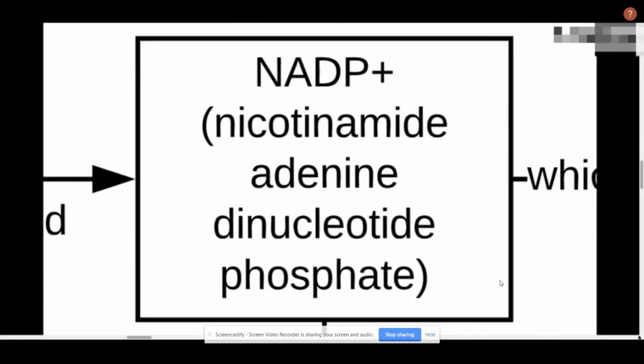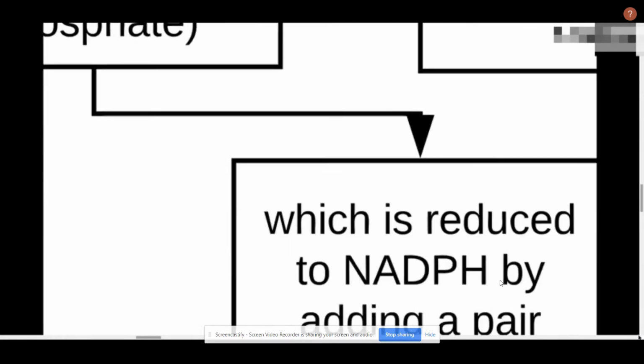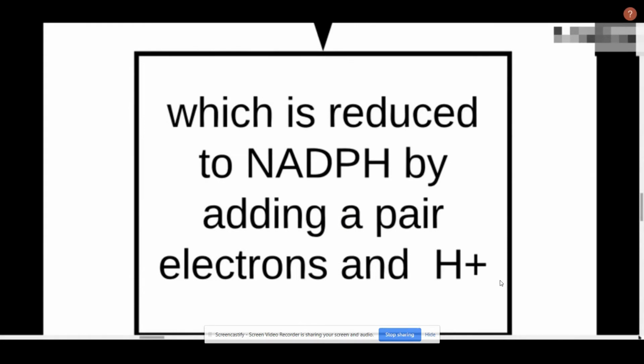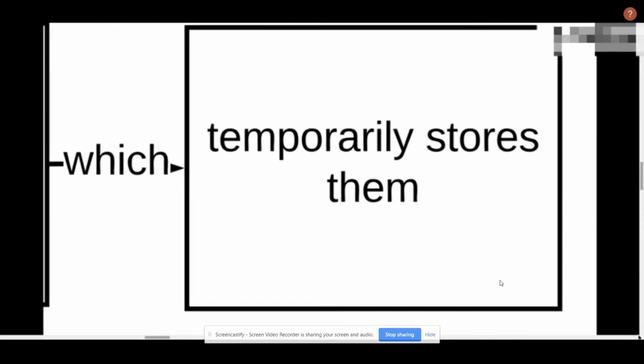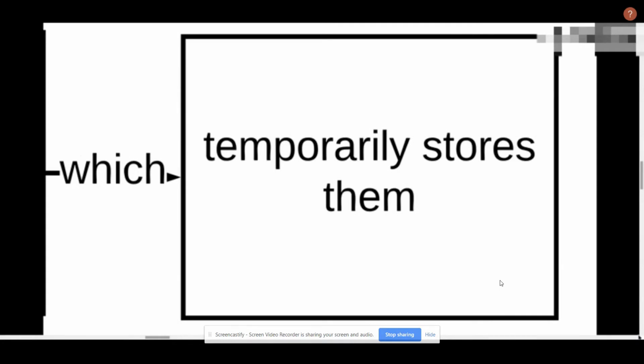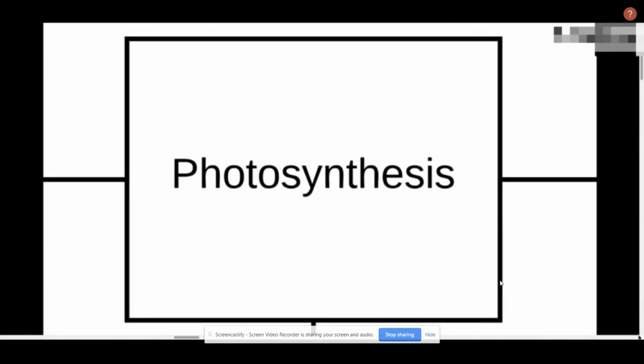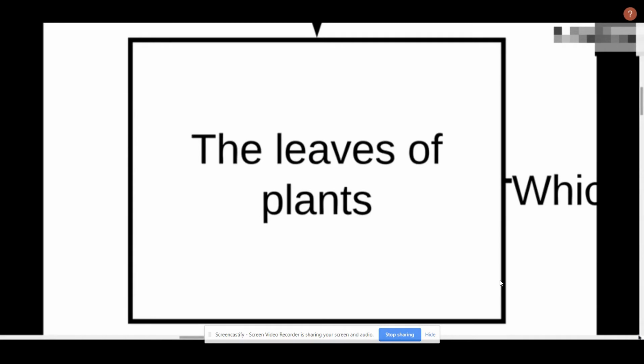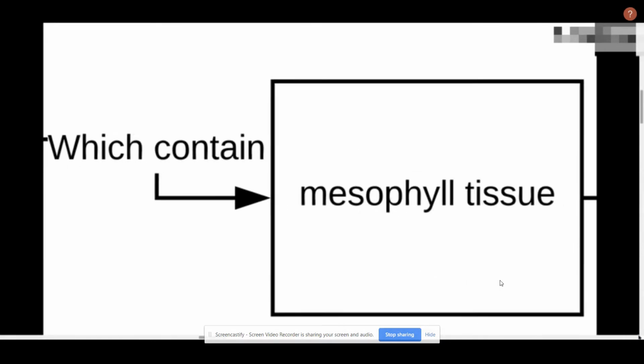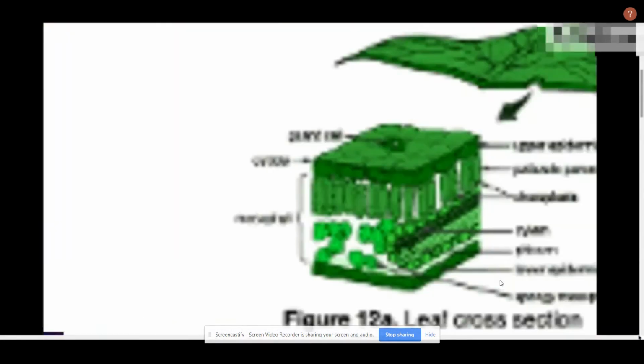So the electrons are transferred to NADP+, which is nicotinamide adenine dinucleotide phosphate. This is reduced to NADPH by adding a pair of electrons and a hydrogen ion. The NADP+ temporarily stores the electrons and protons. Photosynthesis majorly takes place in the leaves of plants, which contain mesophyll tissue, whose cells contain chloroplasts.